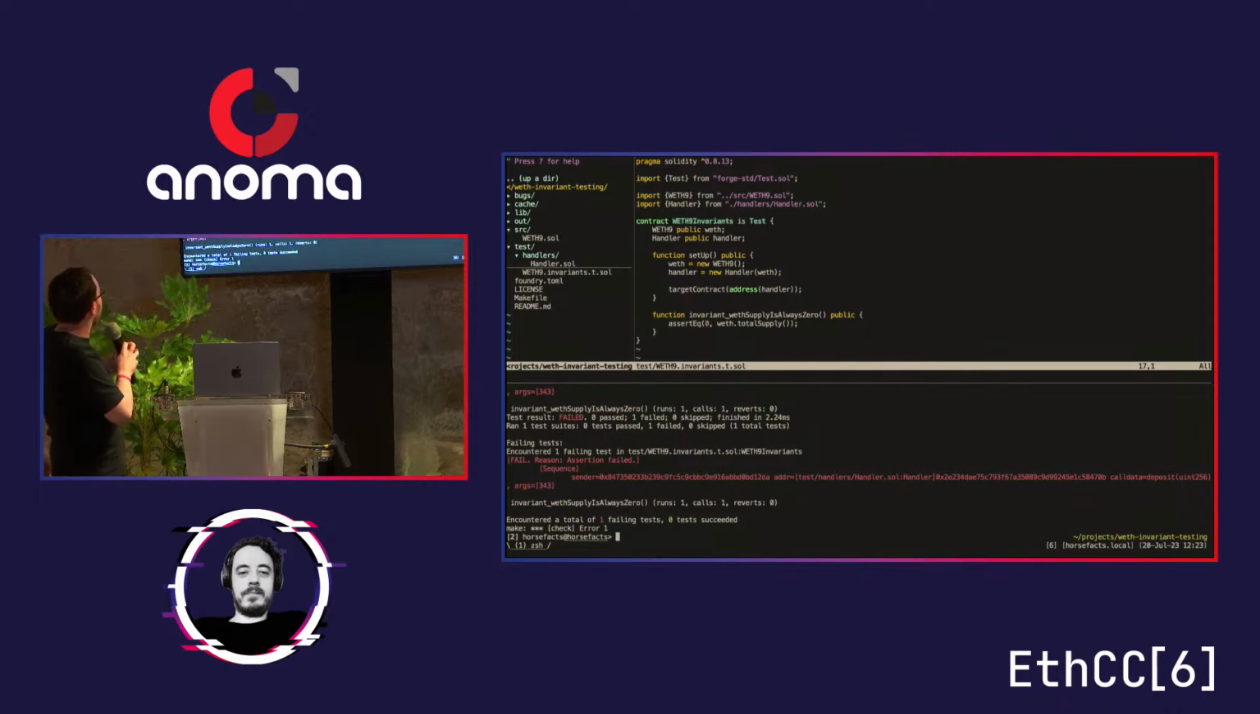Yeah, so here's an example. We applied that bug1 patch, ran the tests, and we can see it broke one of our invariants here. So yeah, this is a good sign that our test suite is actually testing what we think it is.